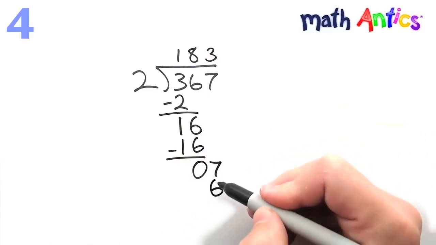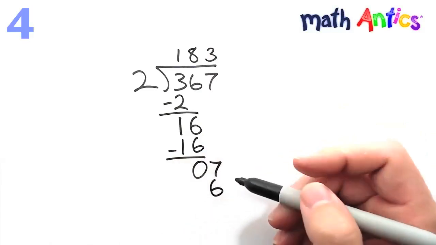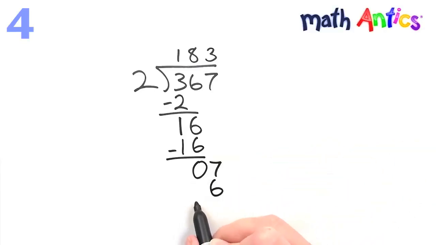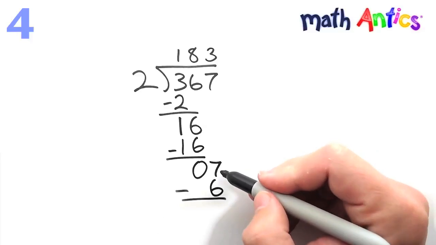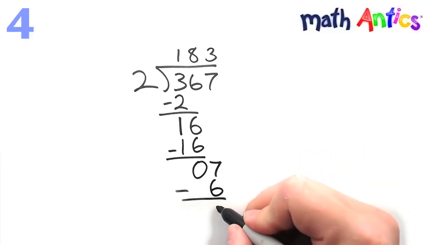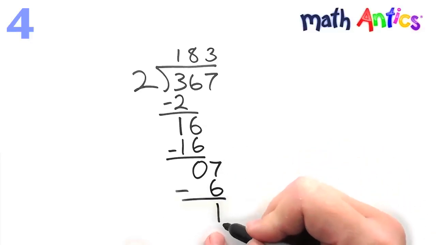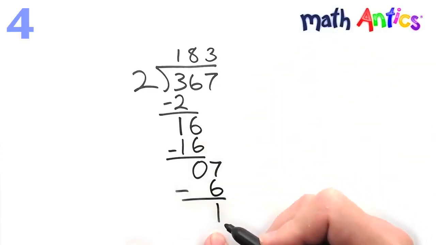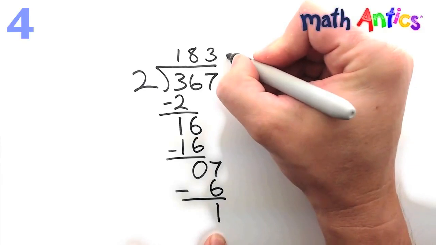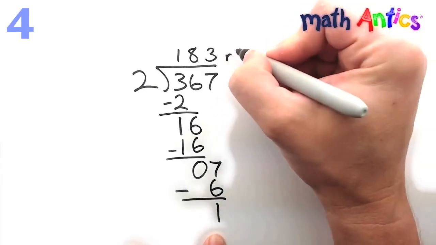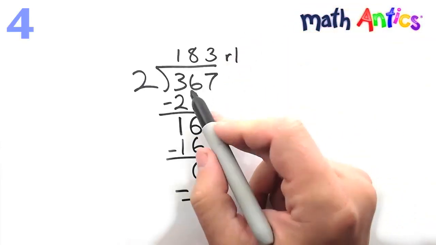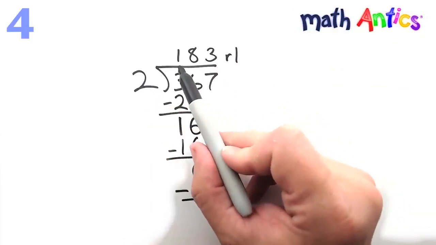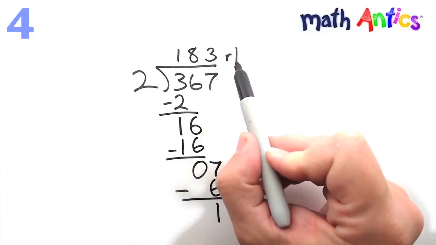And you line it up. The 6 is a ones place digit. So you line it up with the ones place digit of the remainder we're dealing with here. And you subtract it. And 7 minus 6 equals 1. So we have a remainder of 1. And there's no more digits. So this remainder needs to get put in our answer. So we write a R for remainder and the 1 right here. So 367 divided by 2 equals 183 with a remainder of 1.